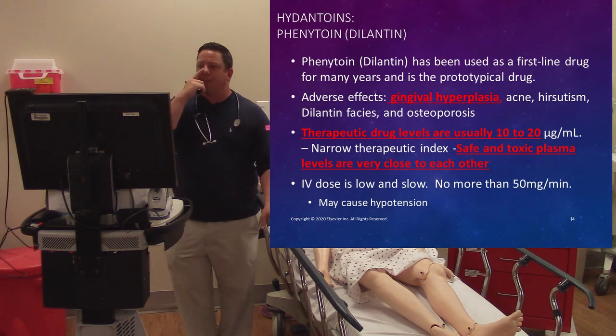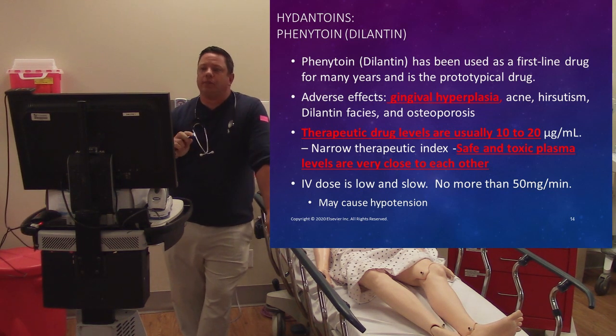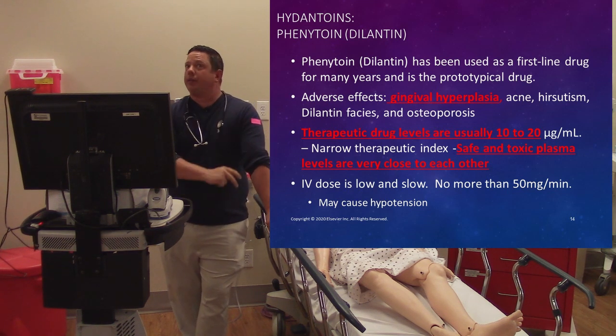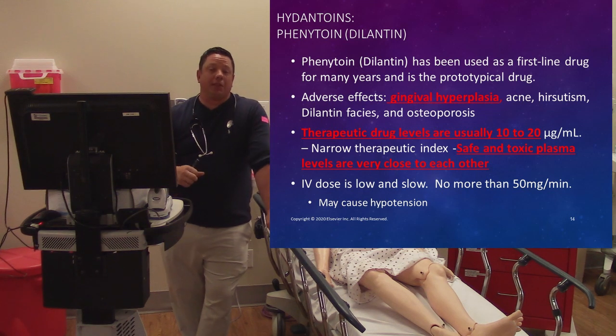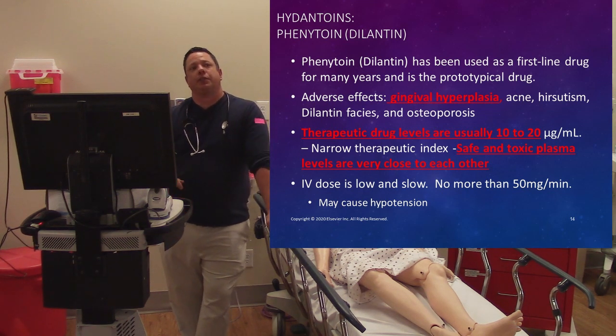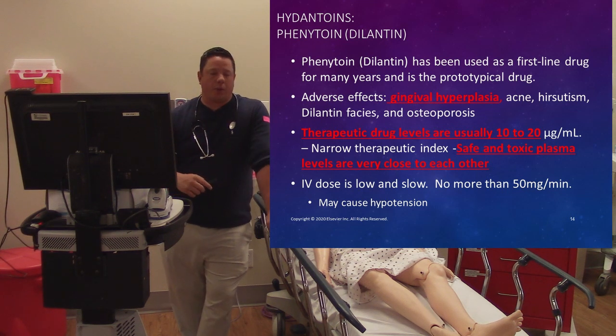Narrow therapeutic index, this is going to be your safe and toxic plasma levels. I explained that quite a bit. With PHENYTOIN or DILANTIN, the IV doses need to be low and slow. When you get NCLEX or any questions related to PHENYTOIN or DILANTIN, it needs to be a slow drip. Sometimes it can be diluted or infused with normal saline. This medication does not go well with D5.